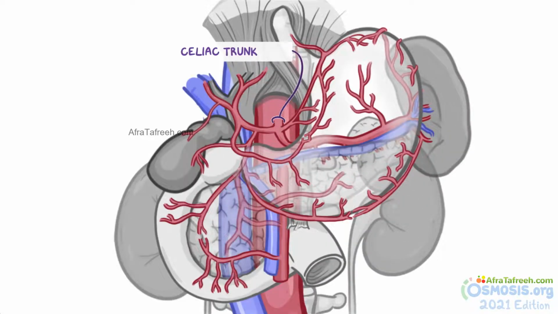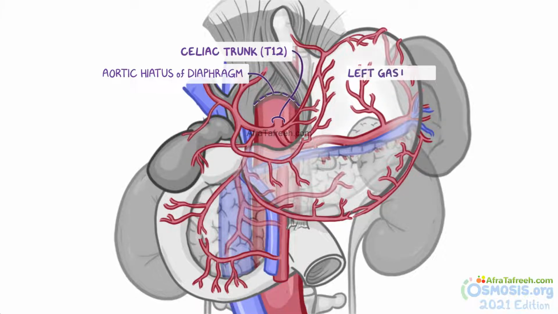The celiac trunk arises from the anterior wall of the abdominal aorta at the level of the 12th thoracic vertebra and the aortic hiatus of the diaphragm. It has a short course, going anteriorly and inferiorly for less than 2 centimeters before branching into 3 arteries: the left gastric, splenic, and common hepatic arteries.